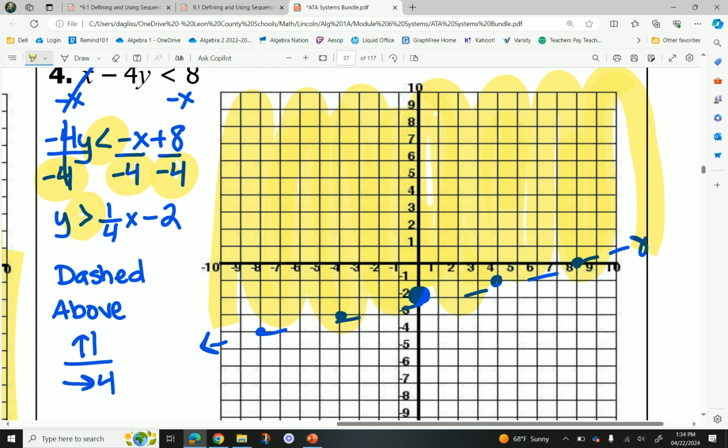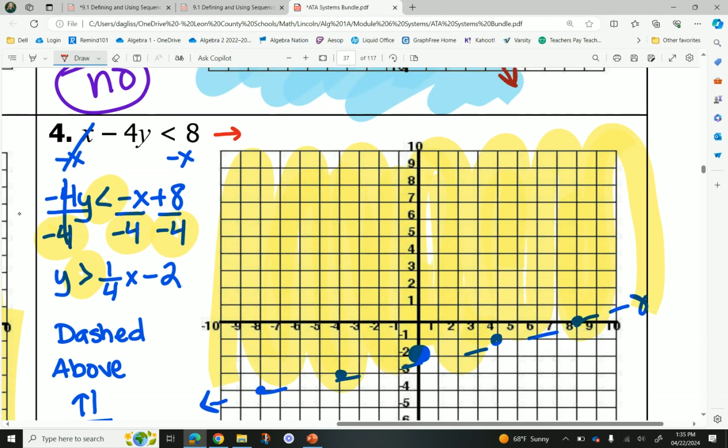So if I plugged it in, it should work. So 0 minus 4 times 0 is just 0, right? Is 0 less than 8? Yes. And is that less than 8? Yes, it is. So if you wanted to test your origin, it works out, and it's in the shade.